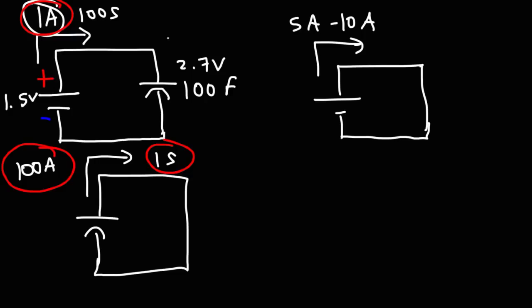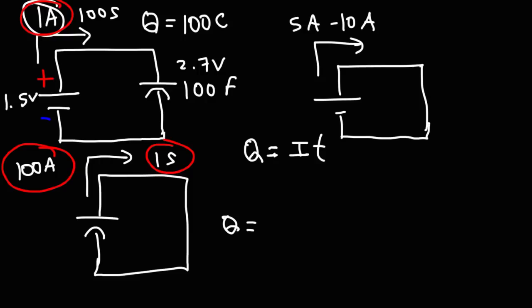Now, notice that in this example, the charge is conserved. The charge, represented by the symbol Q, is equal to the current multiplied by the time. So the charge that was delivered to the capacitor in this example is 1 amp times 100 seconds, which is 100 coulombs. And the charge that was delivered by the capacitor is 100 amps times 1 second, which is still 100 coulombs. So energy is not created or destroyed here. It's simply being discharged at different rates, so to speak.